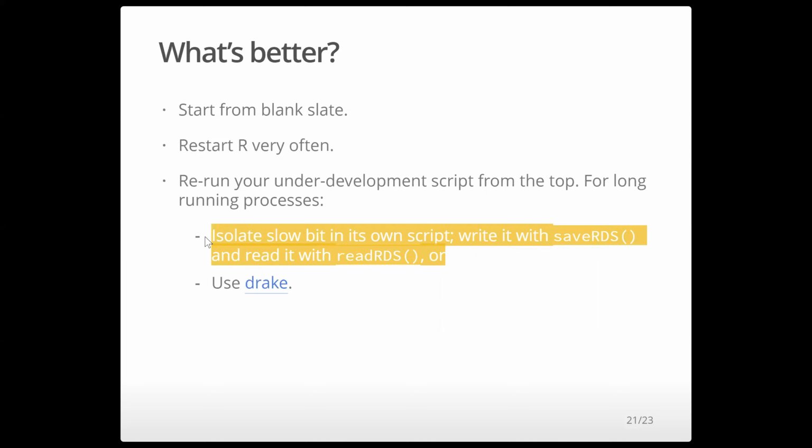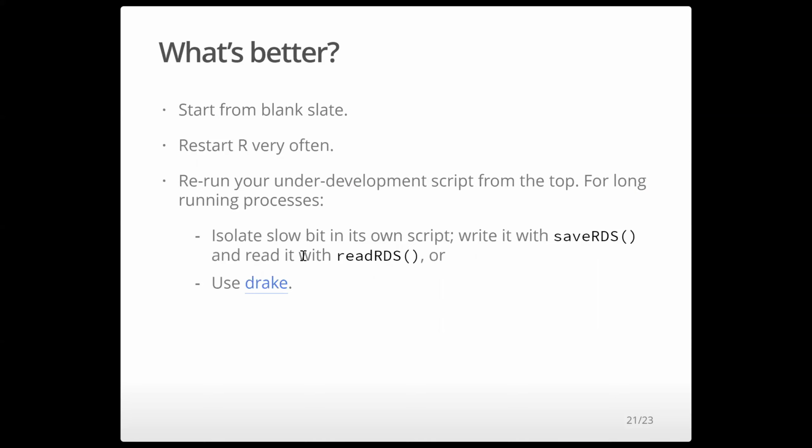If you are running long-running processes, what you can do is isolate the little bits that are expensive, that take a long time, and write explicitly an RDS file, and then you work downstream from that data. You create scripts that continue the work by reading the data that you wrote in the previous script. Or if this is something that you do very often, maybe you should learn a bit about drake, which is a package that works exactly on that problem. It will cache long-running data sets and make sure that you are not rerunning things that shouldn't be updated.